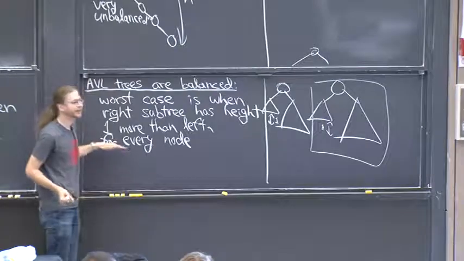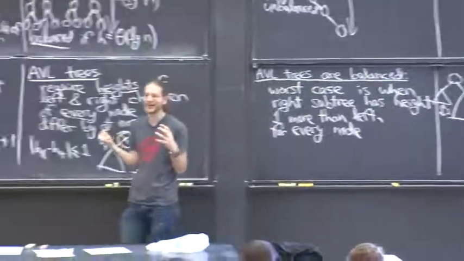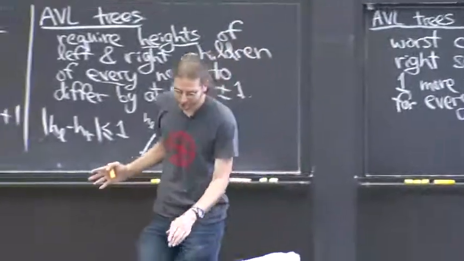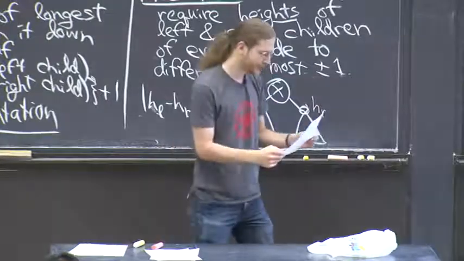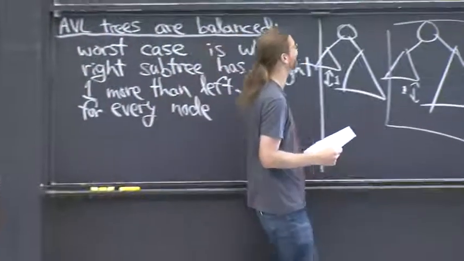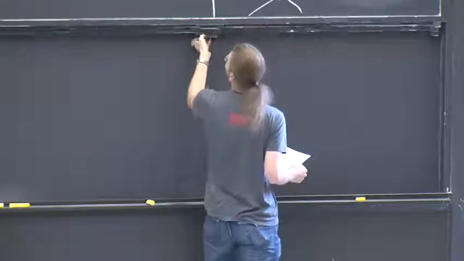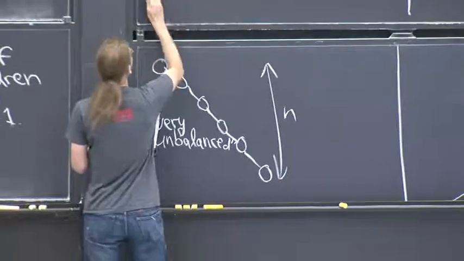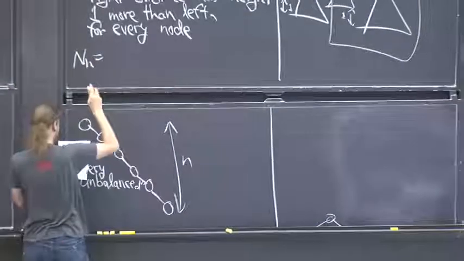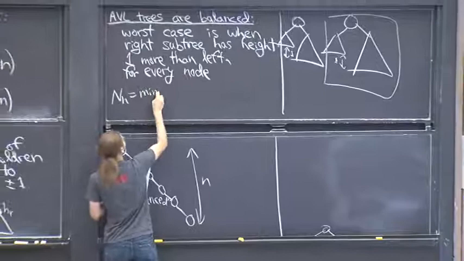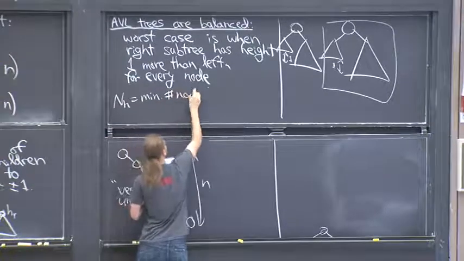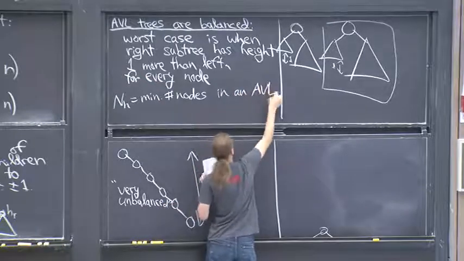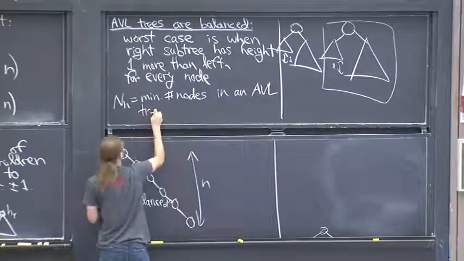And instead, I'm going to use mathematics to understand how high that tree is. Or actually, it's a little easier to think about... Let me get this right. It's so easy that I have to look at my notes to remember what to write. Really, no problem. All right. So I'm going to define n sub h is the minimum number of nodes that's possible in an AVL tree of height h.